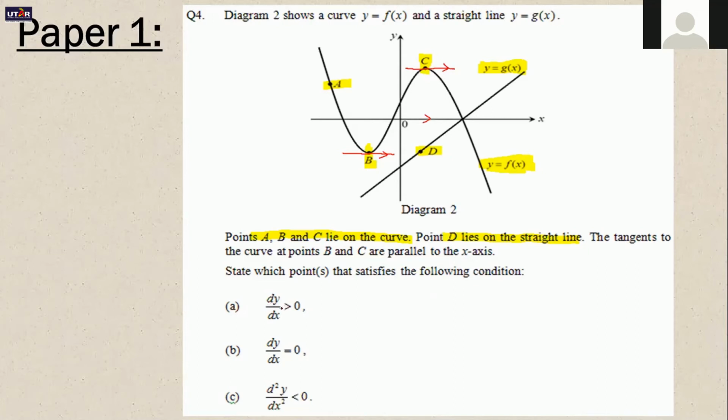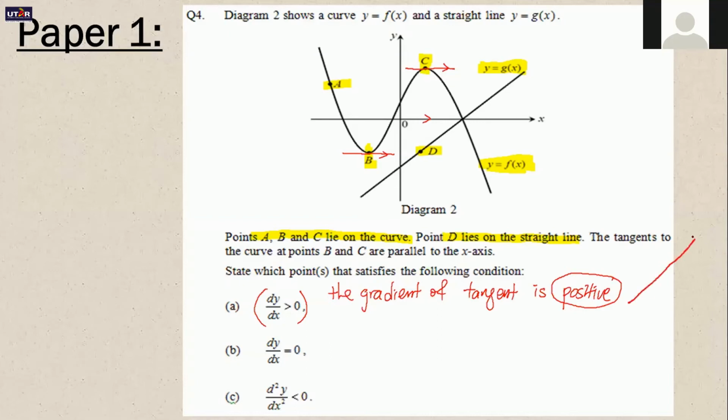Okay, we look at the first one. dy over dx is more than 0. What does it mean? dy over dx more than 0 means the gradient of the line is positive. Normally it means it will look like this, a positive line. A positive tangent line.